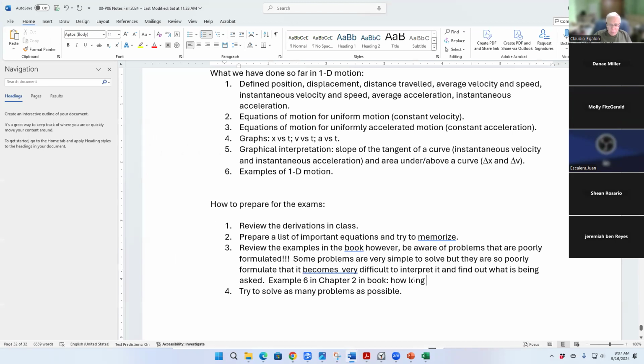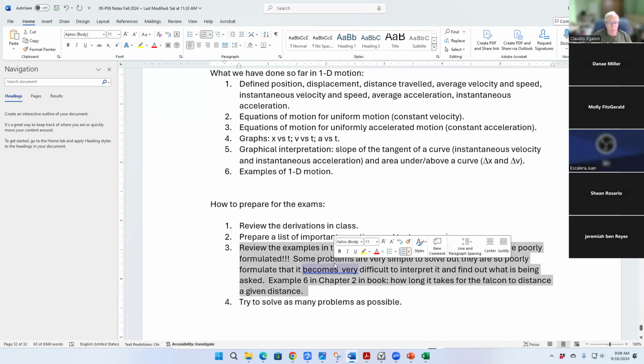So this problem could have been better formulated just by stating how long it takes for the Falcon to displace a given distance. That's all he was asking. So be aware of that. It's very important that sometimes you're going to see problems that are very poorly formulated.